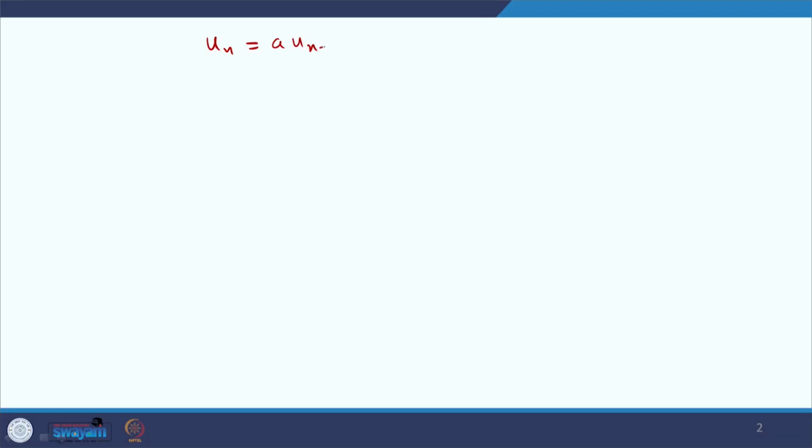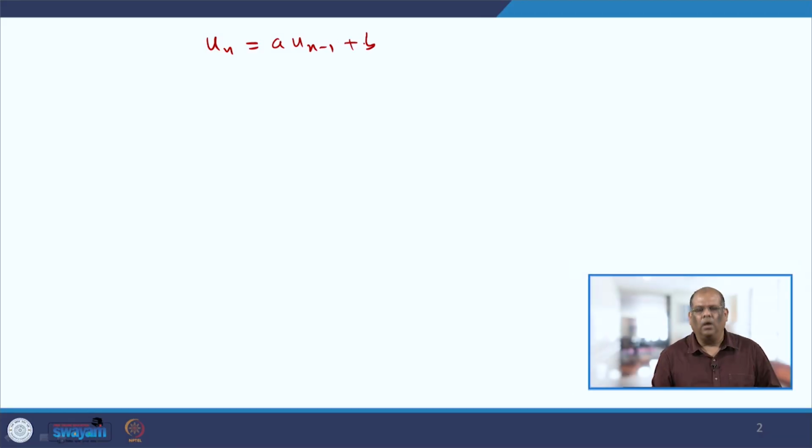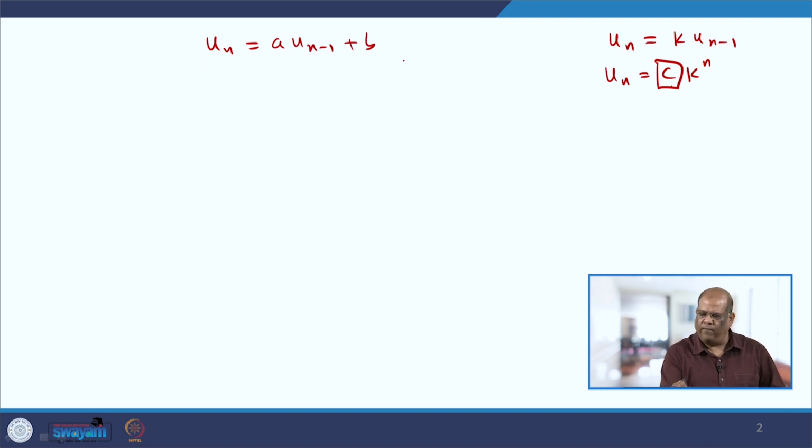So, the next difference equation that we will be solving is un equal to a times un minus 1 plus b. If you recall, we have already solved the difference equation of the form un equal to k times un minus 1, and we have shown that the general solution is un equal to c times k to the power n, where c is an arbitrary constant. Now, we have the same form, but only now we have a constant b. Let us see what is the solution of this particular difference equation.